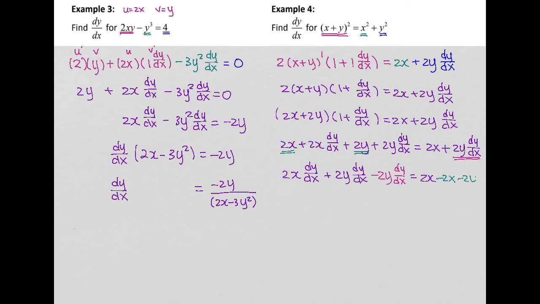So minus 2y. Next, simplify it. Those two add up to 0. Those two add up to 0. So we have 2x dy over dx equals negative 2y. And by dividing by 2x on both sides and reducing them, my dy over dx is negative y over x.